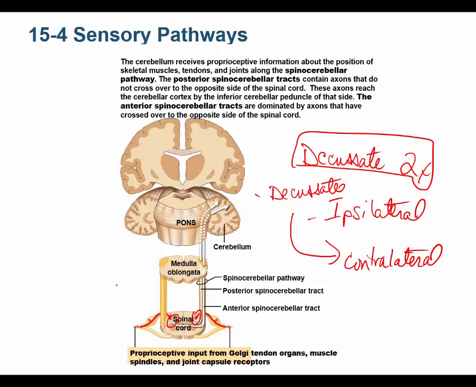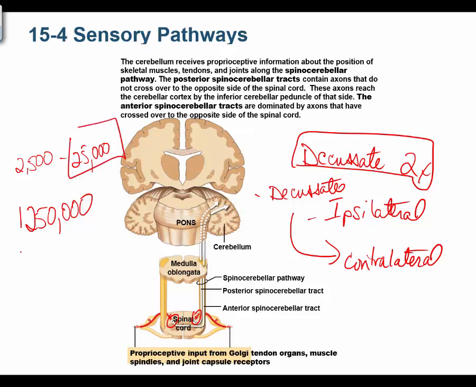And let me remind you one other thing. A typical cerebral cortical neuron will have anywhere from, say, 2,500 to 25,000 synapses per neuron. But the cerebellar neurons, like the Purkinje cells, will have 250,000 synapses per neuron. Tenfold more than the highest of the cerebral cortex. Tenfold more, 100-fold more than one of the lowest of the cerebral cortex.